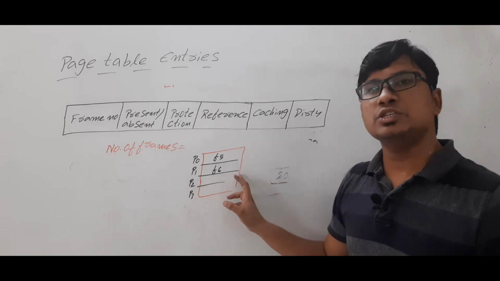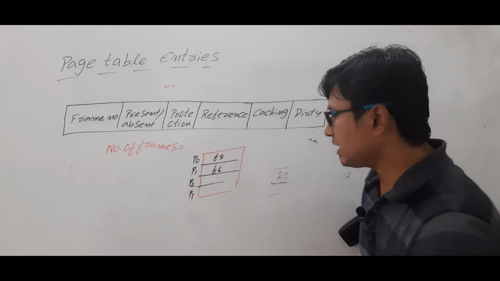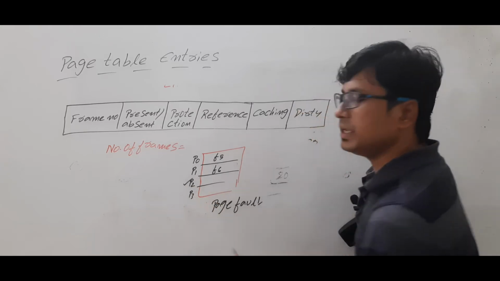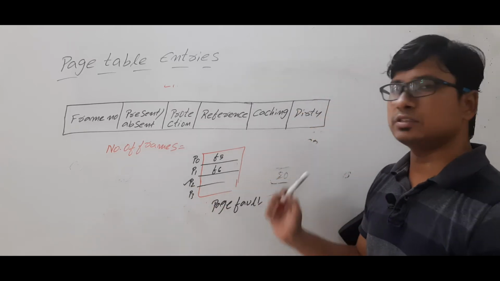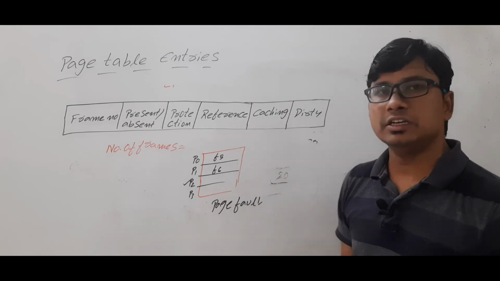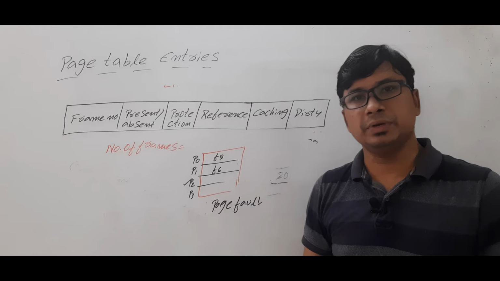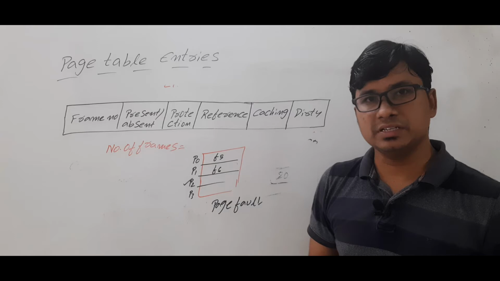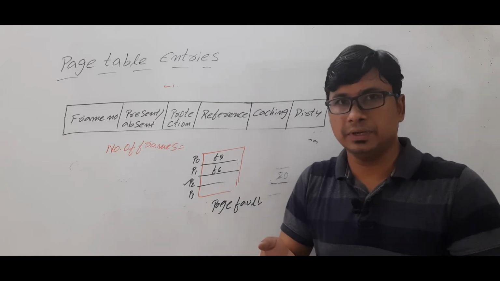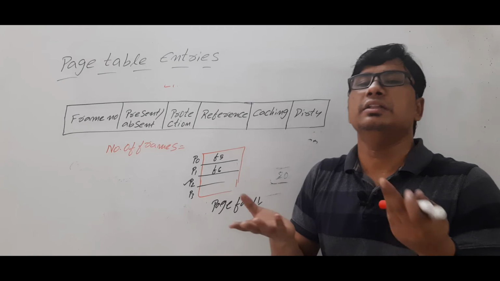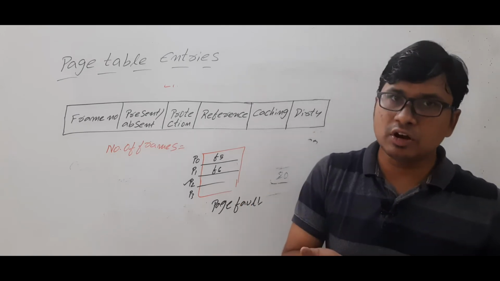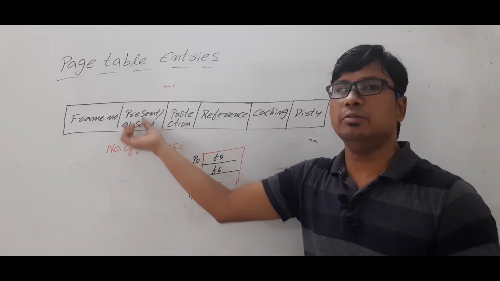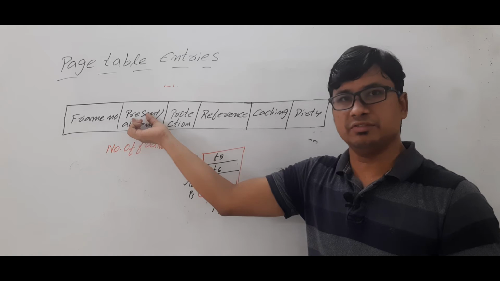If a particular page is not loaded in the main memory, then we will get a page fault. If the CPU is searching for page number 2, as the instruction is not there in the main memory, we will say that it is a page fault. If the CPU is searching for page number 1, as it is there in the main memory in frame number 6, we will say that it is a page hit. So if the CPU is searching for a particular page and it is available in the main memory, then we will say that it is a page hit. If it is not available, then we will say that it is a page fault. So whether a particular page is available or not, we will know with the help of this information.